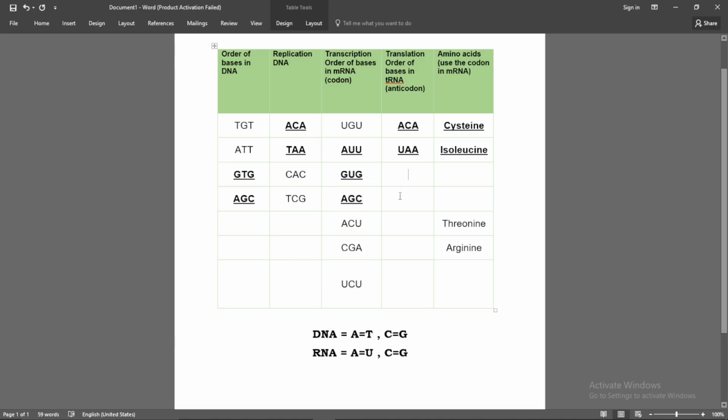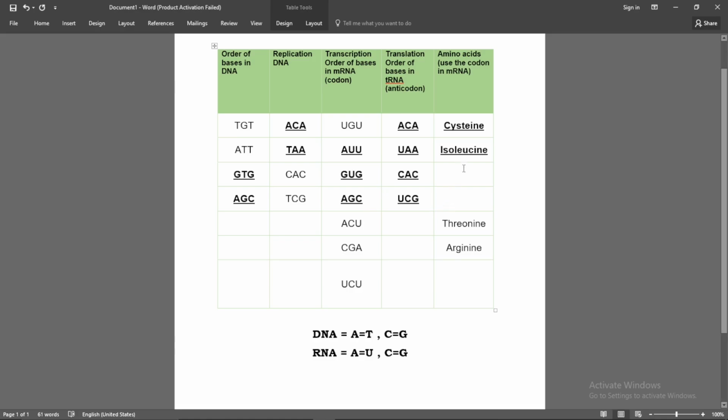Now the anticodon. This is going to be much easier since we're going to base it off of the codons. So G is going to be C, U is going to be A, G is going to be C. A becomes U, G becomes C, and C becomes G.